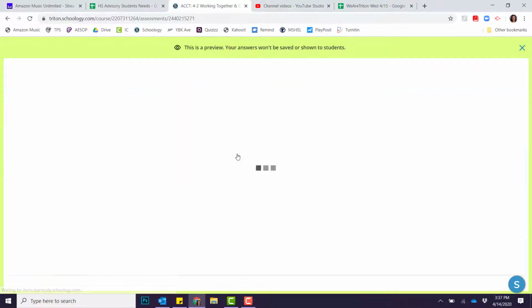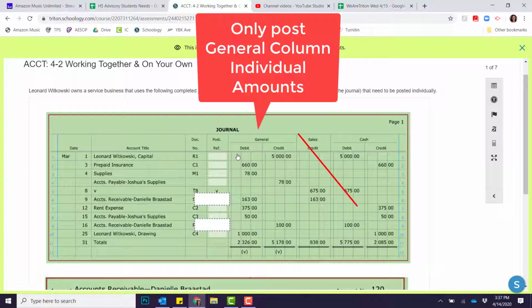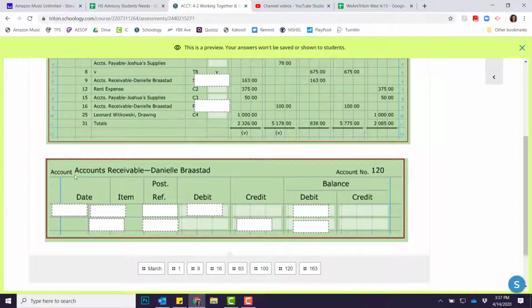Here we go. We are going to be working on posting the separate amounts of each line of the journal that need to be posted individually. So just a reminder, when we post individually, we do not care about the special amount columns, sales and cash. We're only focused on these general amount columns. And I've broken it down into each specific ledger.